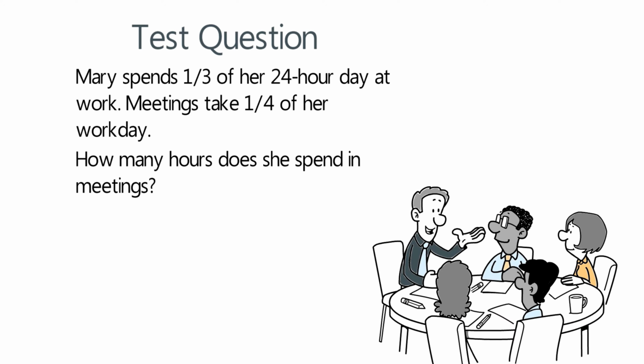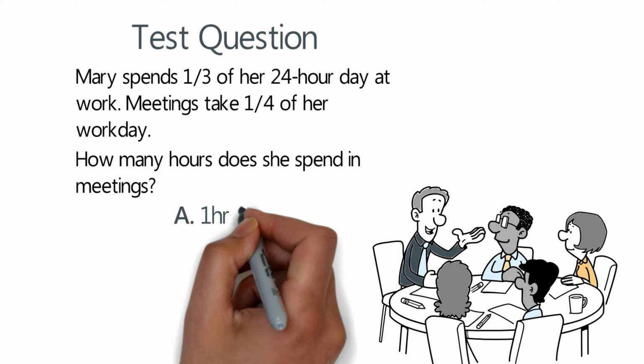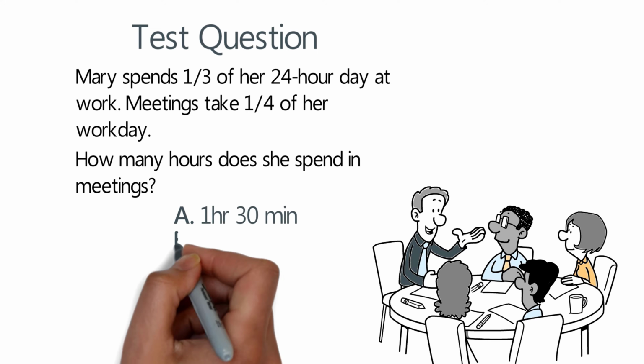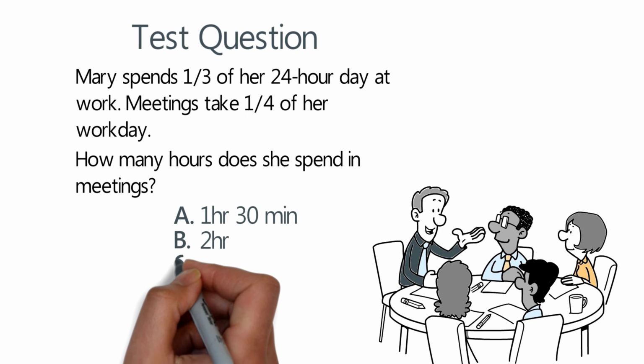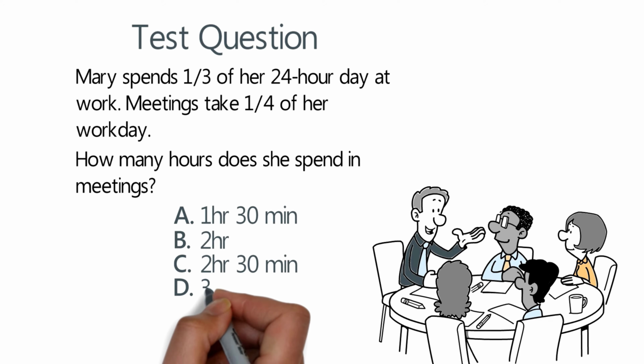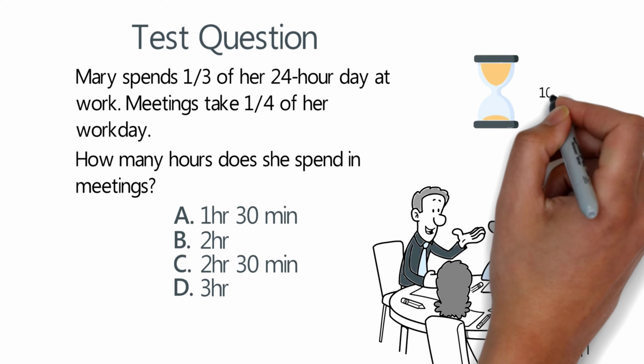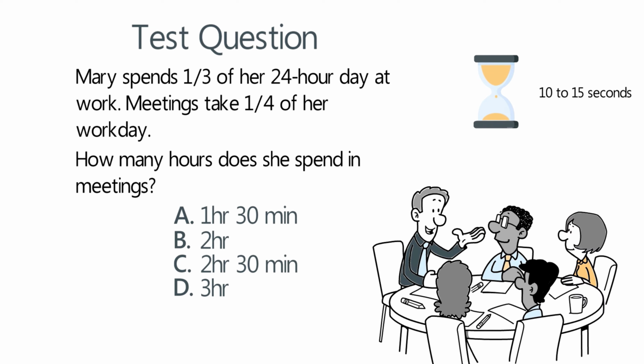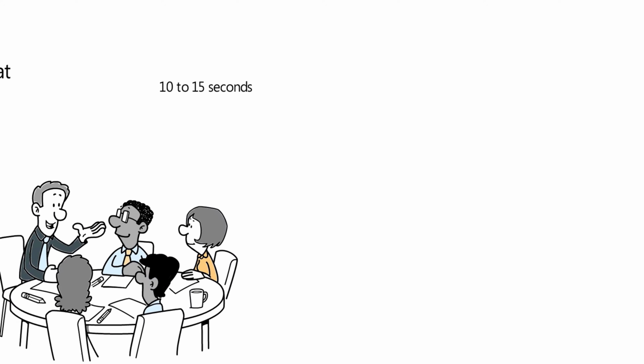You have 4 different choices. Choice A, 1 hour and 30 minutes. Choice B, 2 hours. Choice C, 2 hours and 30 minutes. And choice D, 3 hours. Give yourself 10 to 15 seconds, maybe a bit longer, depending how well you typically solve these types of problems. Ready or not, let's go ahead and solve this challenge together.